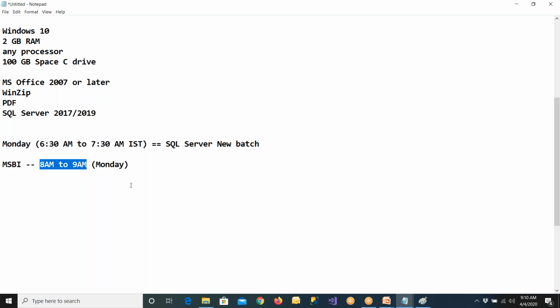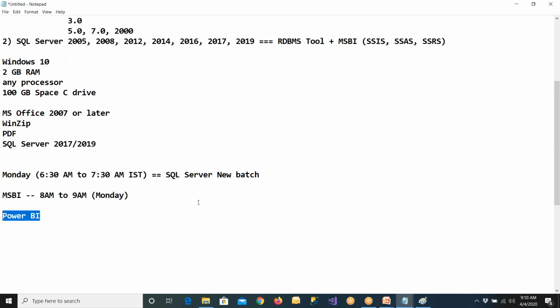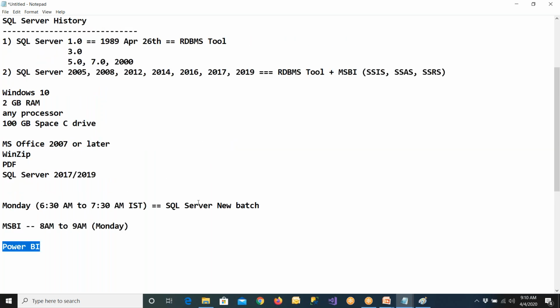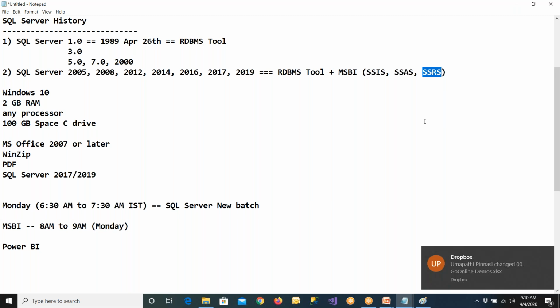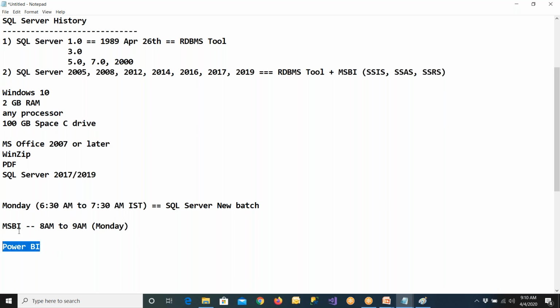Clear? And people are asking one more thing, that is Power BI. Power BI is not a replacement for MSBI. Be clear. Power BI is completely an advanced tool compared to SSRS, the SQL Server Reporting Services we had, right? So this is an advanced tool to this, and many faculties are wrongly saying Power BI is a replacement for MSBI. That is completely wrong. MSBI has ETL and analysis and a lot of other things available.